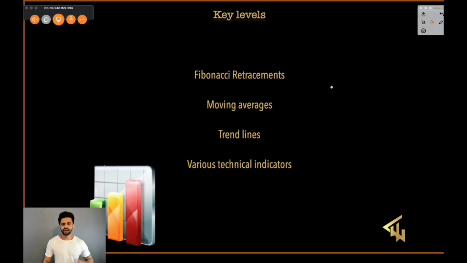So if you look, when you are setting your key levels, what we just went over are considered to be trend lines, right? Your support and resistance levels. But other traders actually use other indicators such as Fibonacci retracements, moving averages for support or levels of rejection, and various other technical indicators, right?